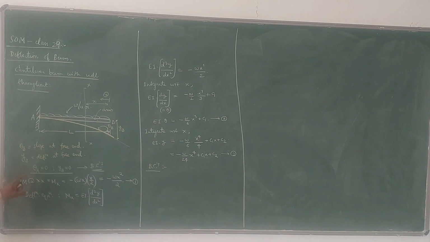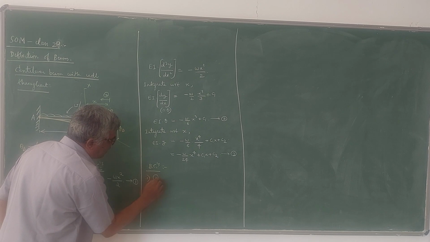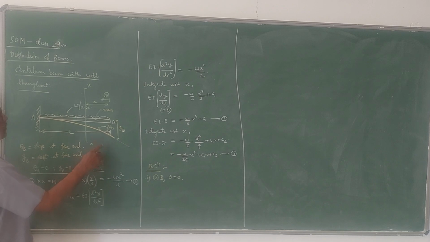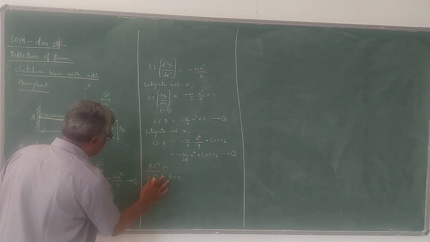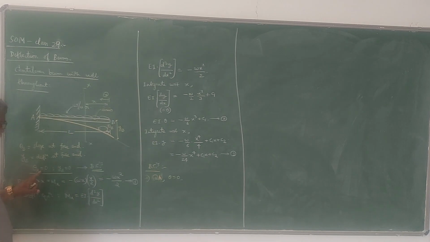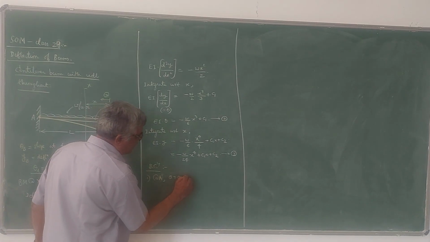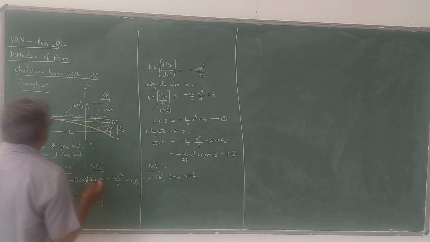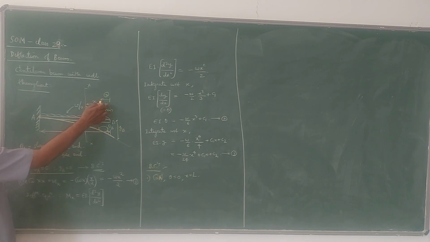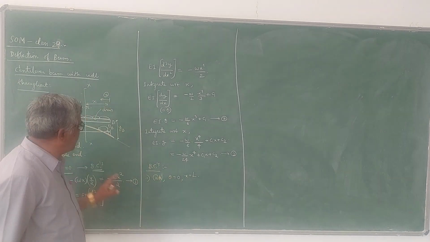I have written here the boundary conditions. The first boundary condition is at a, theta is 0. That is, theta a is 0. And what is the value of x at a? x is equal to L. Please note that x is measured from the free end. So from the free end to a, this distance is L. So at x is equal to L, slope is 0 at the fixed end.